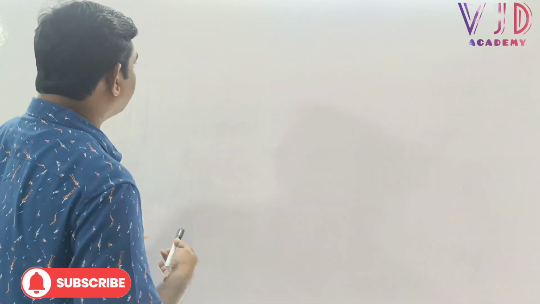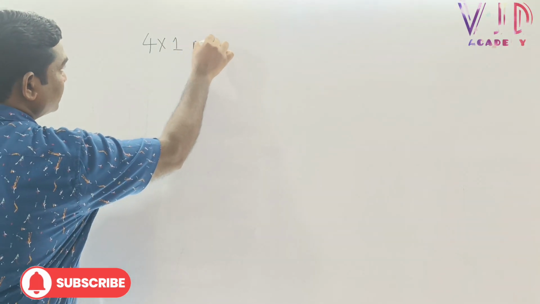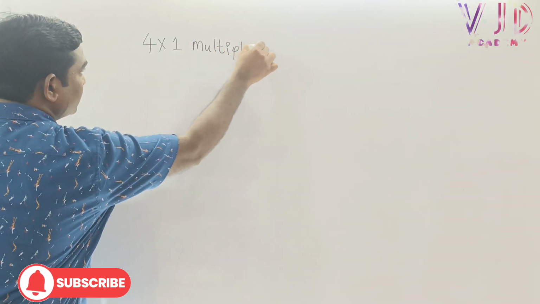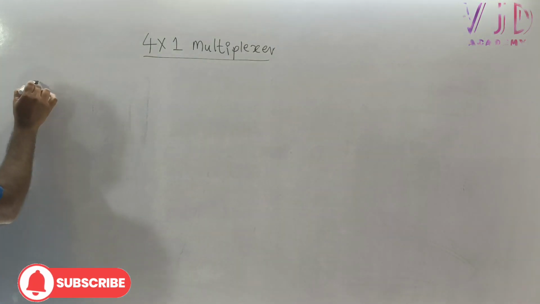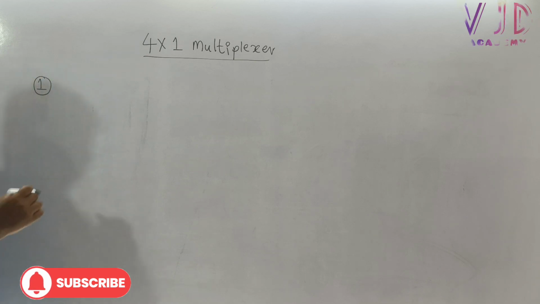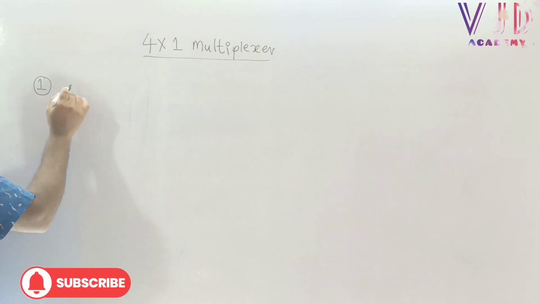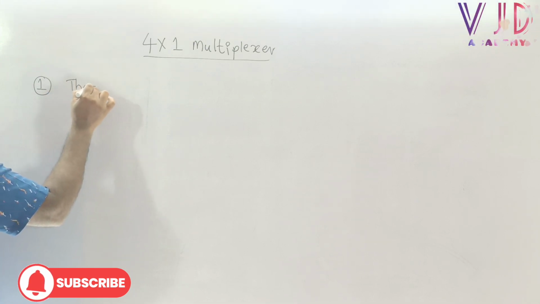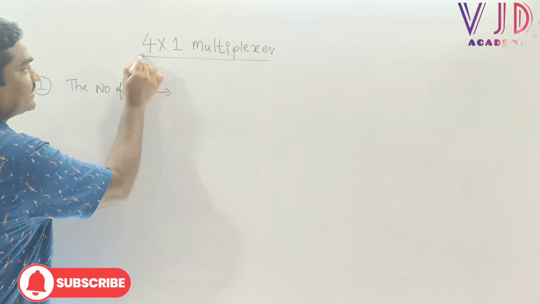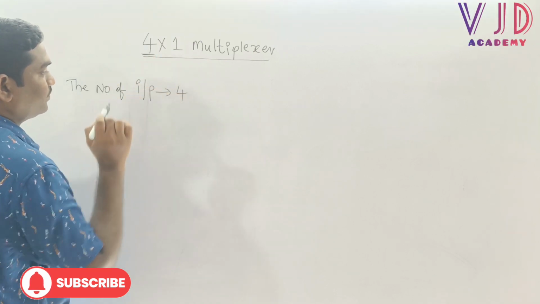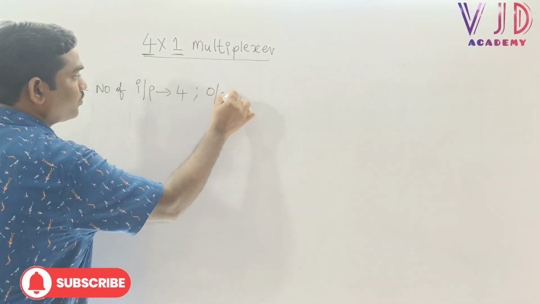Here, 4-in-1 multiplexer. The name itself indicates that. Multiplexer is a combinational circuit, we know that, and for a 4-in-1 multiplexer, as the name suggests, the number of inputs is 4, and the number of outputs is 1.